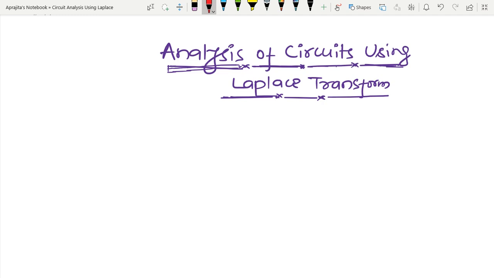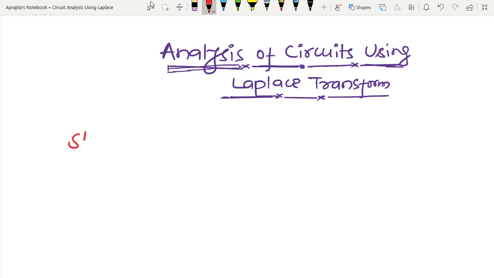But in today's lecture, I am going to concentrate on the application of Laplace transform to analyze the circuits where resistor, capacitor, or inductors, dependent or independent current and voltage sources are involved. So that is the goal of today's lecture. So let us first try to see the steps in applying the Laplace transform for the circuit analysis.